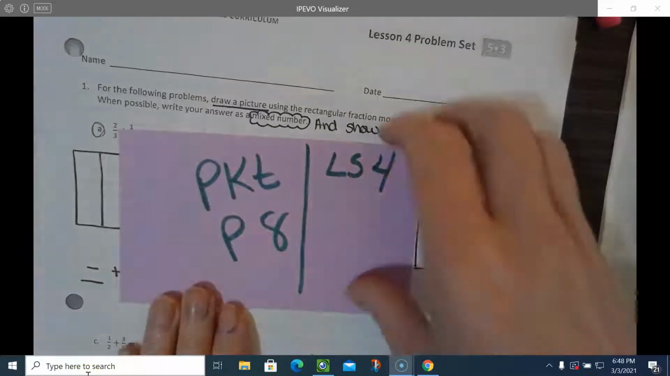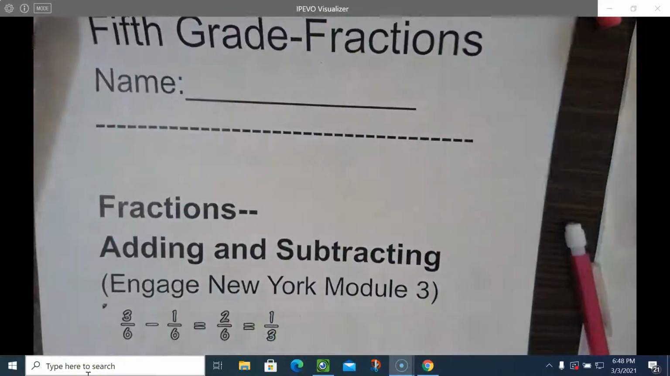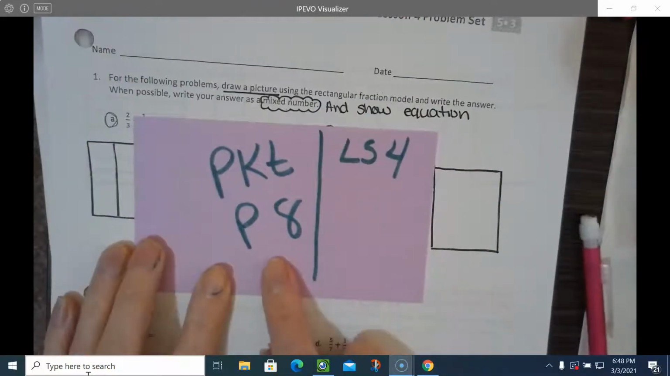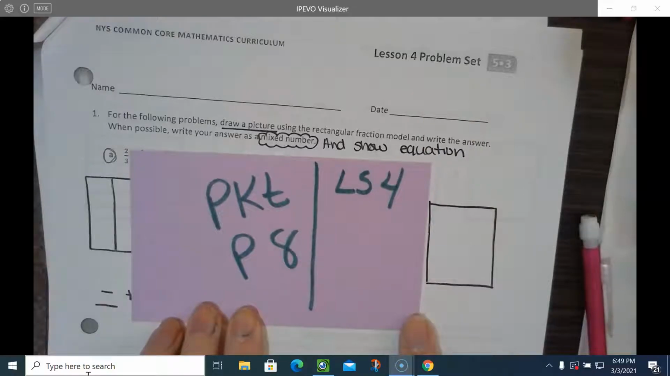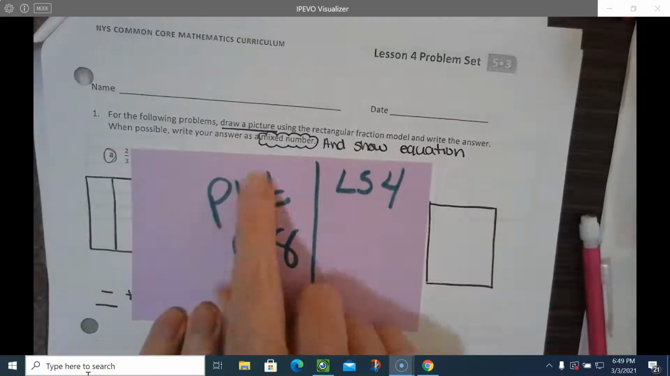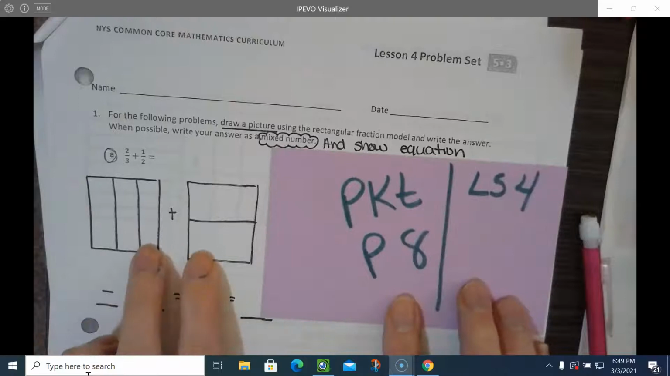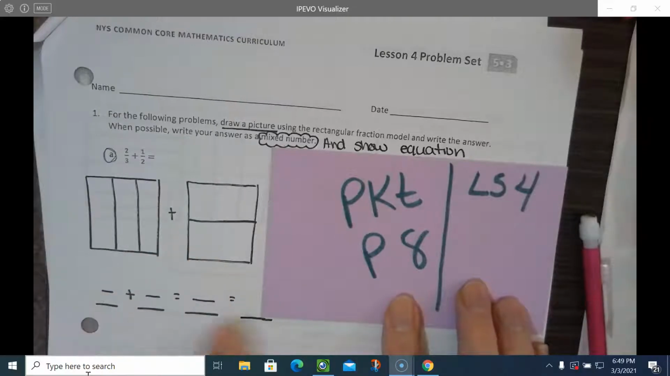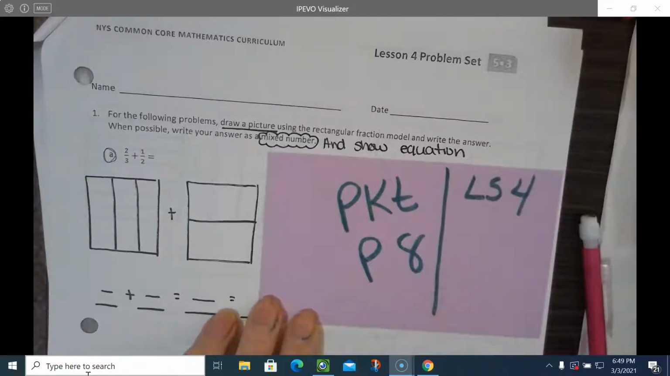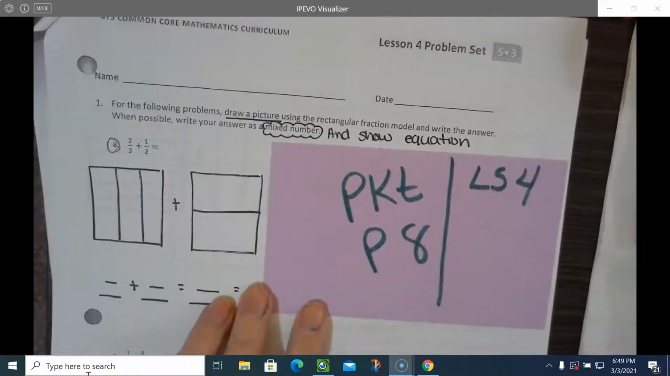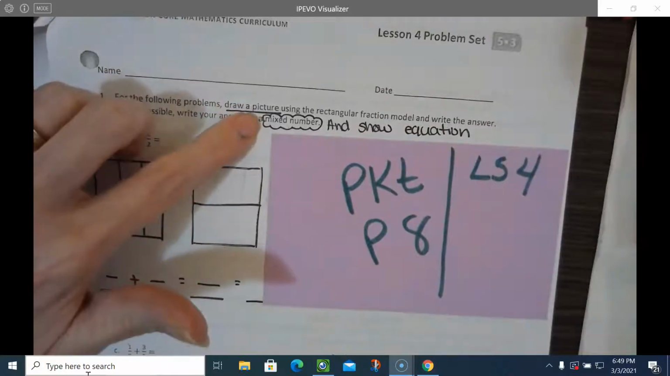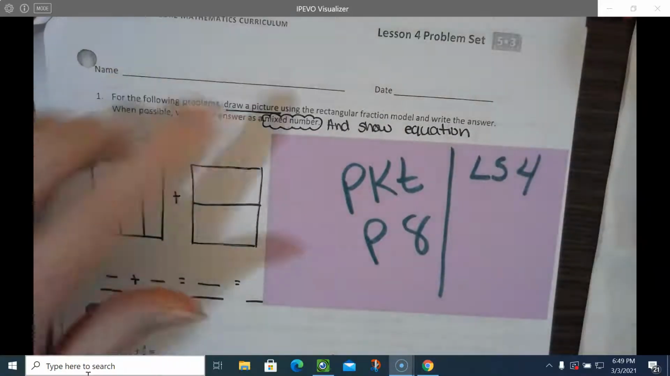Hi boys and girls, today you will need your 5th grade fractions packet, adding and subtracting fractions. I would like you to turn to page 8 right now, and we are working on completing lesson 4 problem set. Our learning target for today is that we are going to be using these visual models to draw and find common denominators, but we are actually going to step it up a notch, and our answers are going to be fractions that are greater than 1. We are going to rename those into mixed numbers.